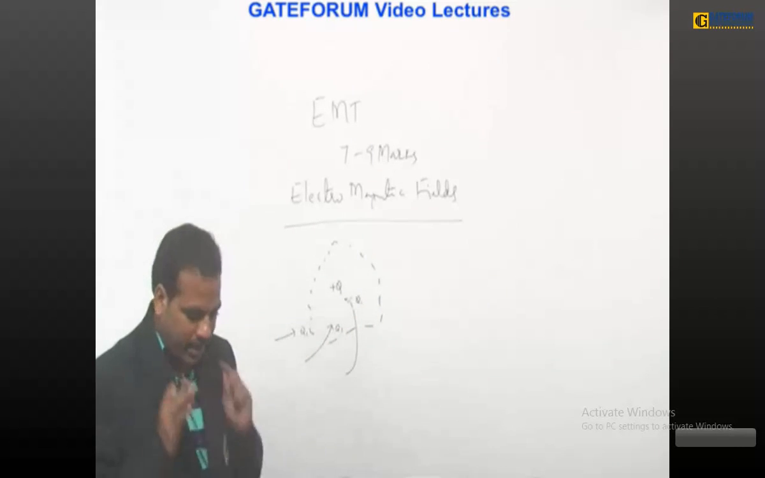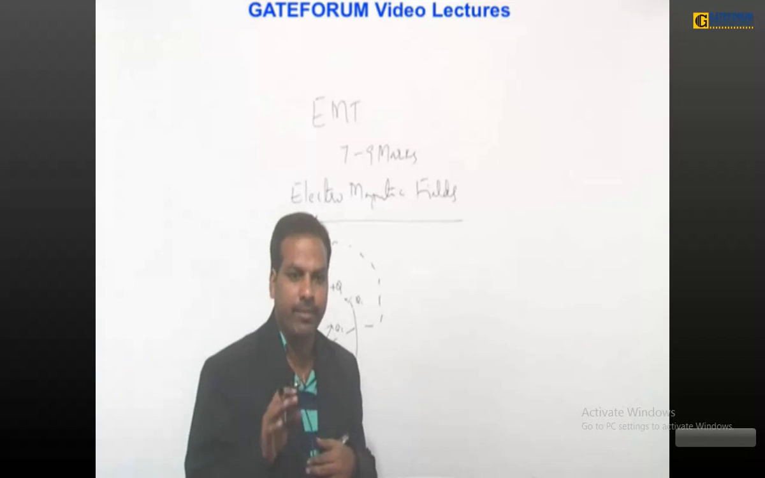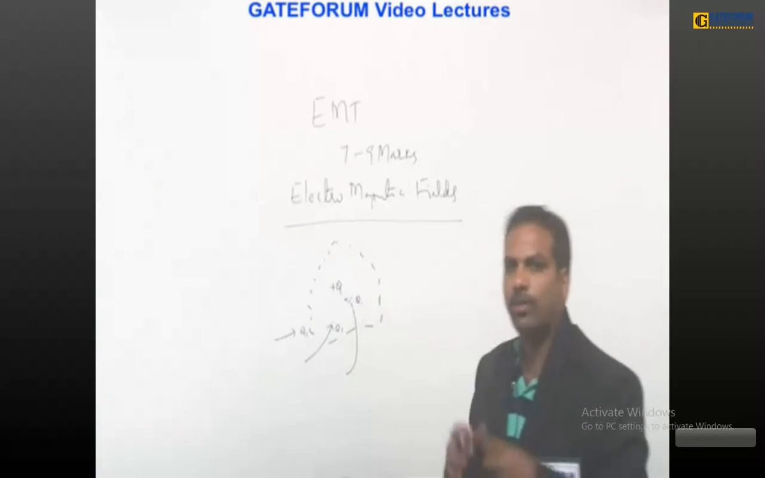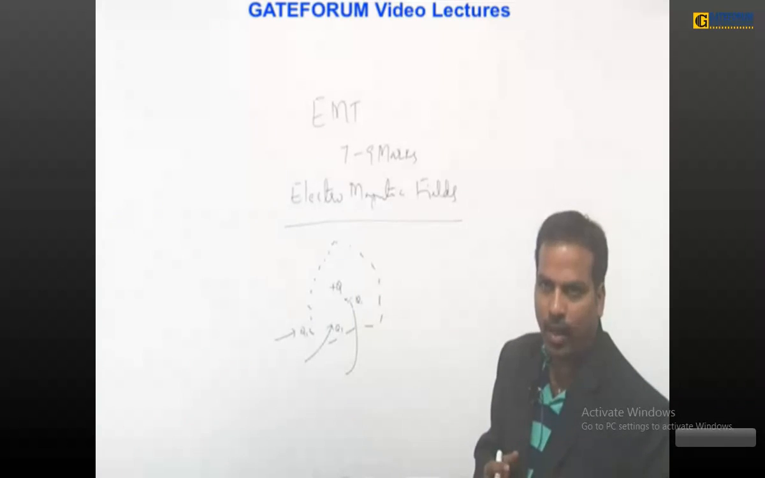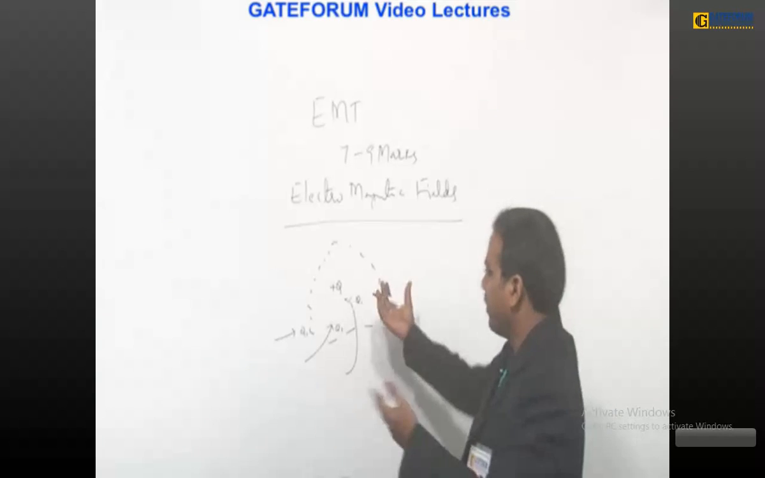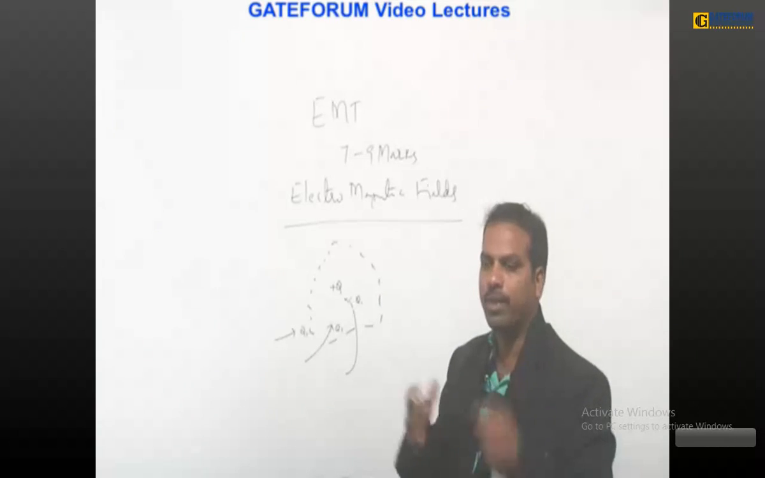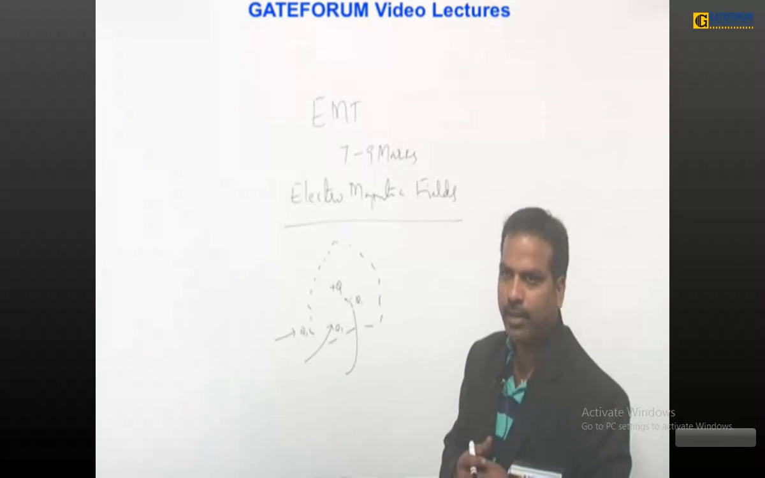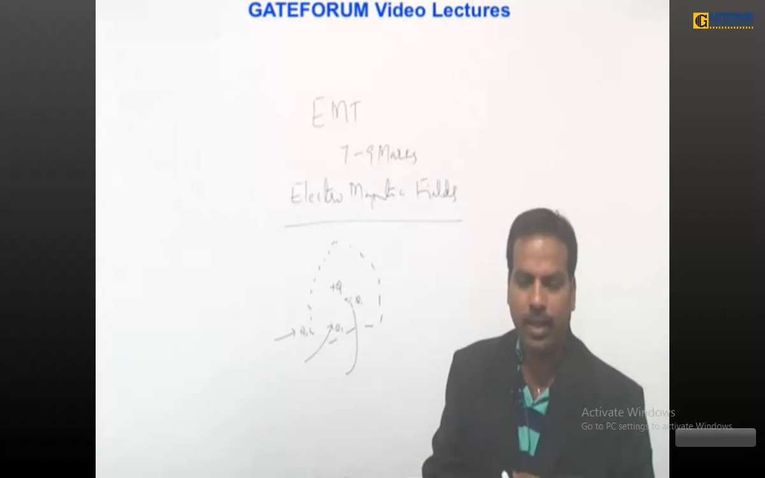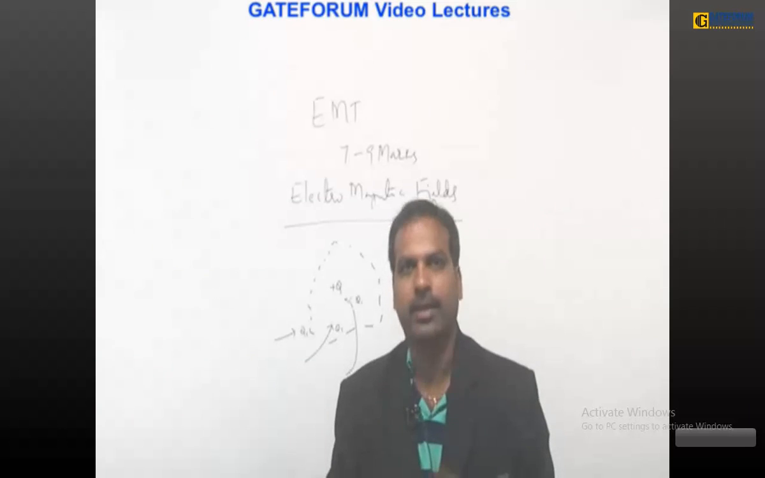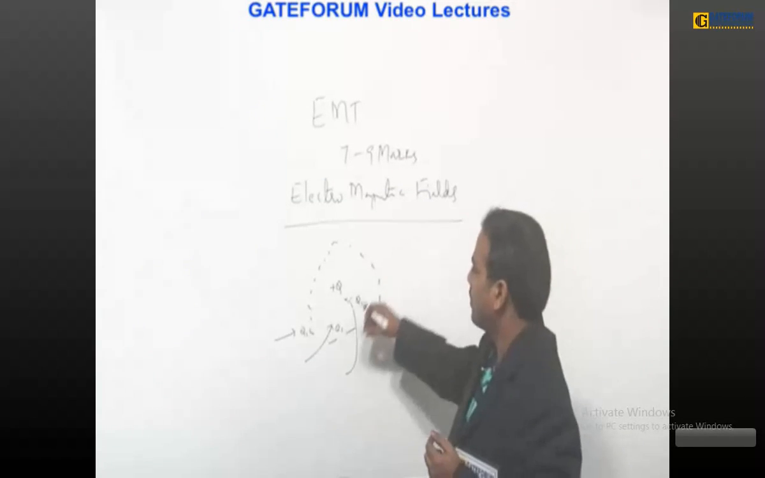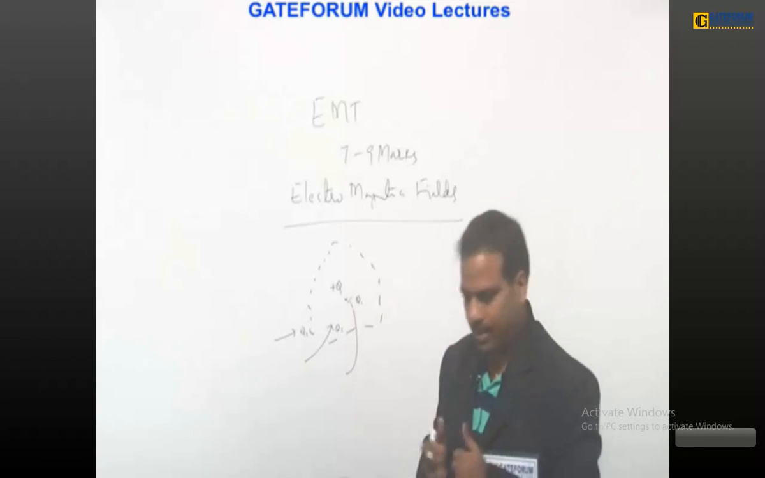So that's how we can understand what an electric field is, what a field is, how an electric field is produced, and how a magnetic field is produced. The electric field we are talking about is produced by charged particles. And the magnetic field may be produced due to a permanent magnet or a current carrying conductor. So these are called electric and magnetic fields.